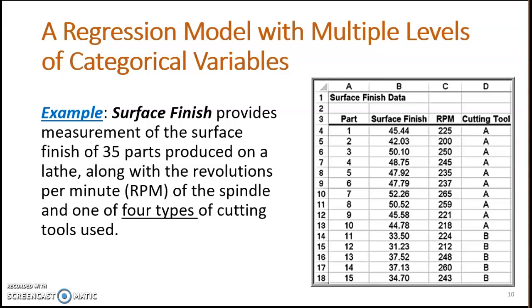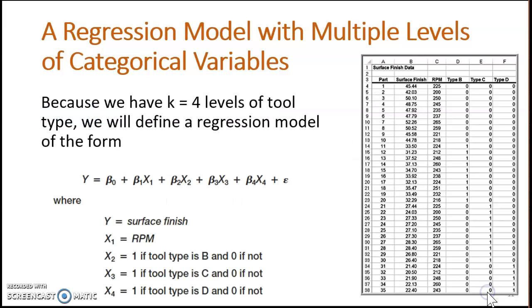This is an example on surface finish data. In this particular data set, it provides a measurement of the surface finish of 35 parts produced on a lathe, along with the revolutions per minute of the spindle and one of 4 types of cutting tools used. If you look at this particular table, we have cutting tools A, B, C, and D. Because we have k equals 4 levels of tools, we have B, C, and D.